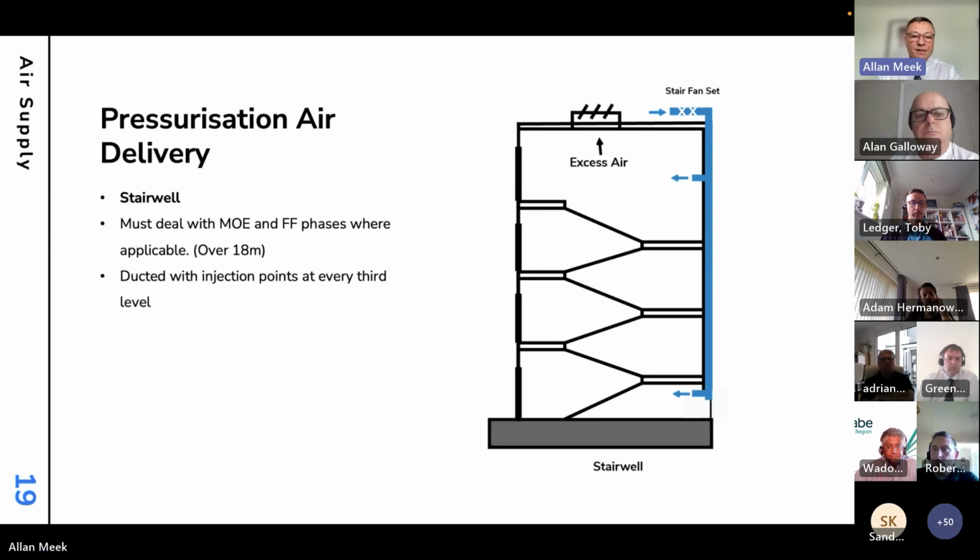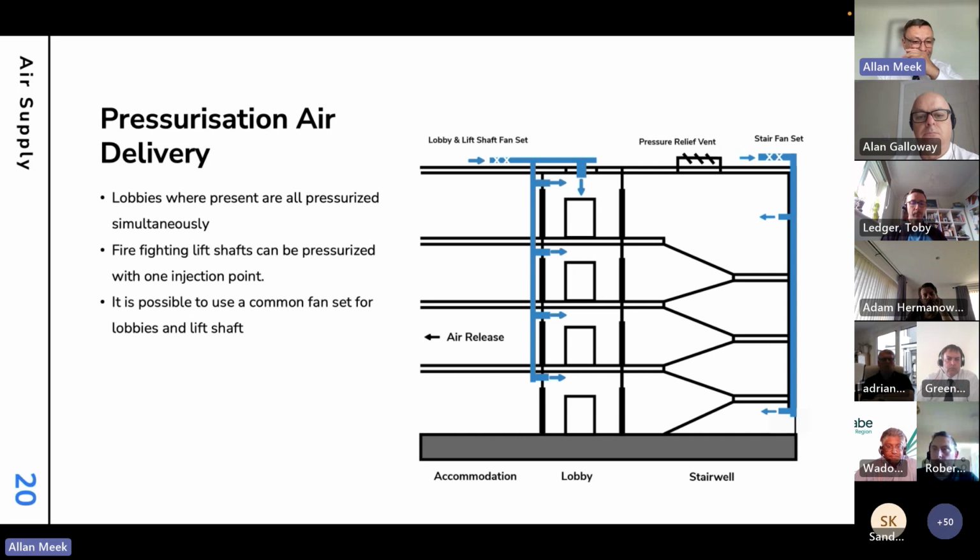We then look at the lobbies. Where we're pressurising lobbies, they'd all be pressurised simultaneously. We wouldn't bother just trying to pressurise individual floors. We'd pressurise the whole of the building. And the lift shaft would also be pressurised.